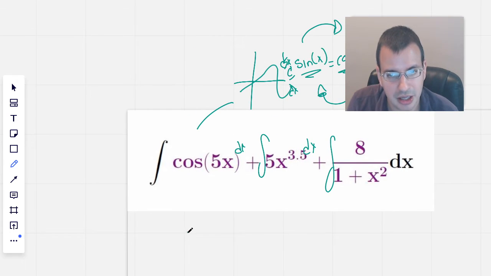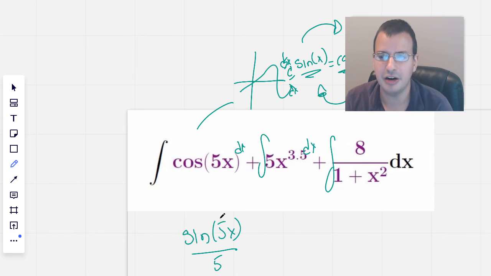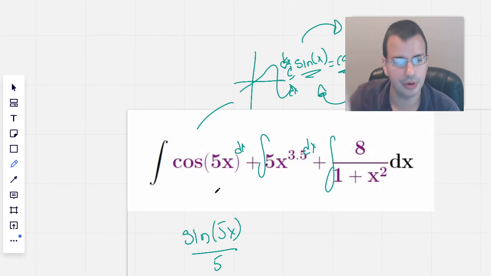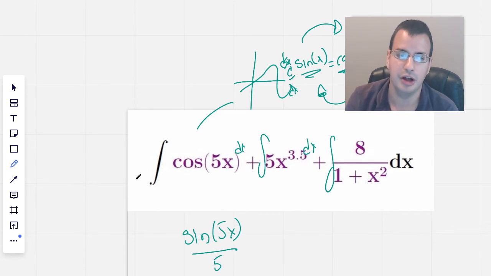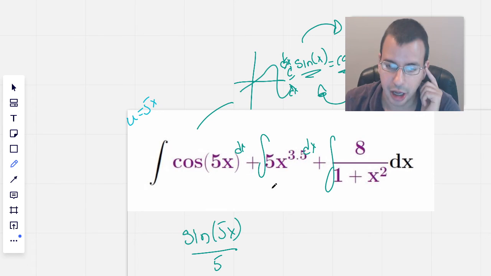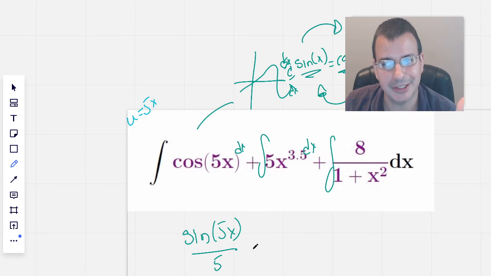So this is going to be positive sine of 5x over 5. And the over 5 there is basically the chain rule. If you took the derivative of this, you would get an extra 5 on the outside, and this would cancel that 5. The way you can do it in a more formal manner is do a u substitution, where you say u equals 5x, and then figure it out that way. But after you do this 6, 7, 20,000 times, you're like, oh, I see where this is going.